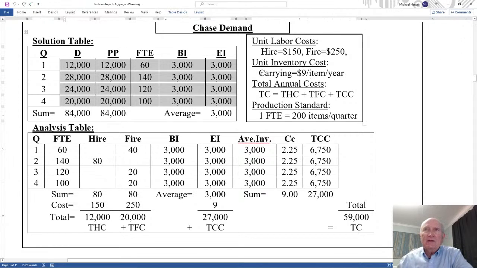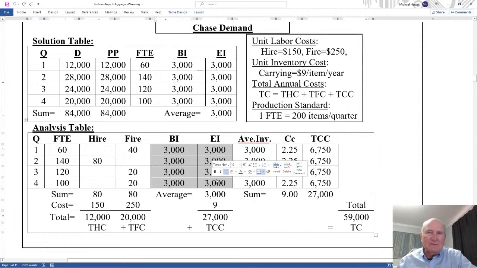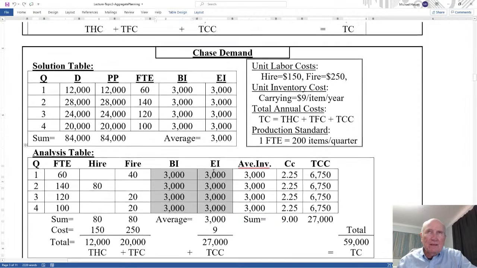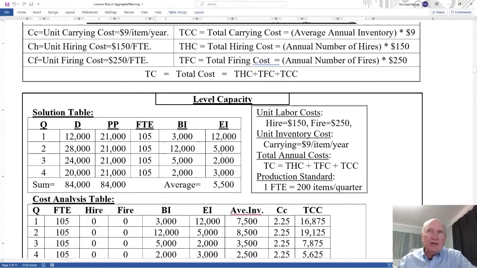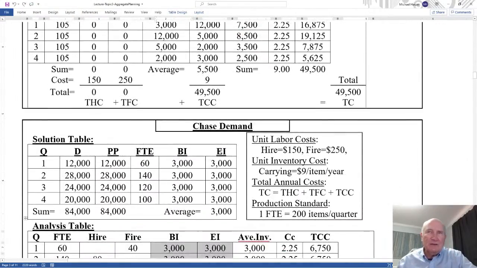What if the carrying cost of $9 per item per year, suppose that begins to increase from $9 to $19 a year, to $900 a year, to $9,000 per item per year. When your inventory becomes extremely expensive to carry, then which one of these strategies would that drive you toward, level capacity or chase demand?